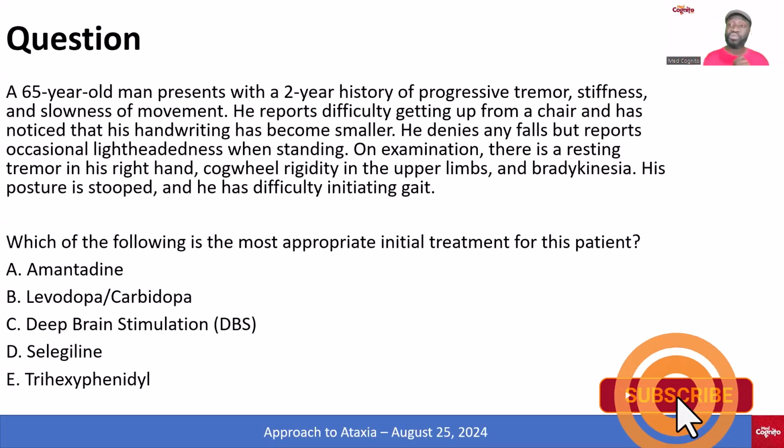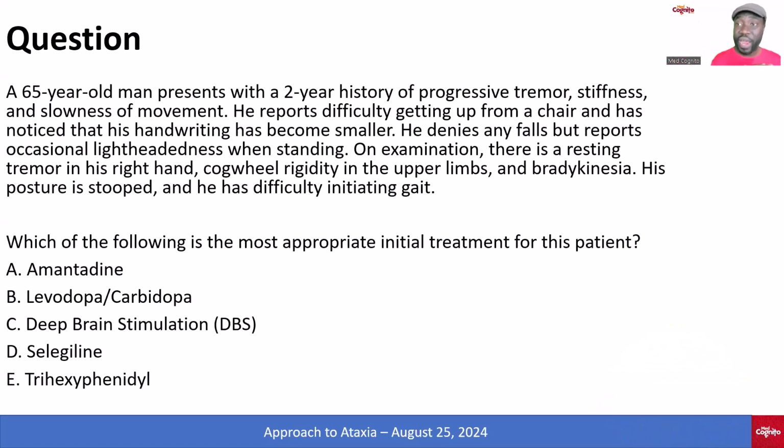Somebody should read this case for us right away. Somebody should volunteer and read this case for us right away, please.